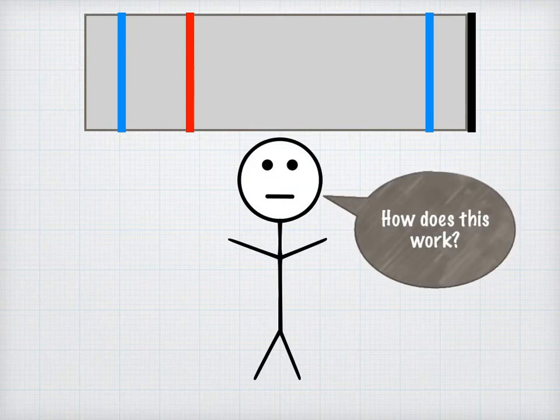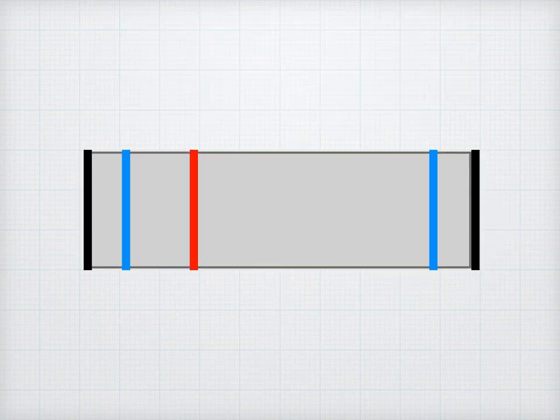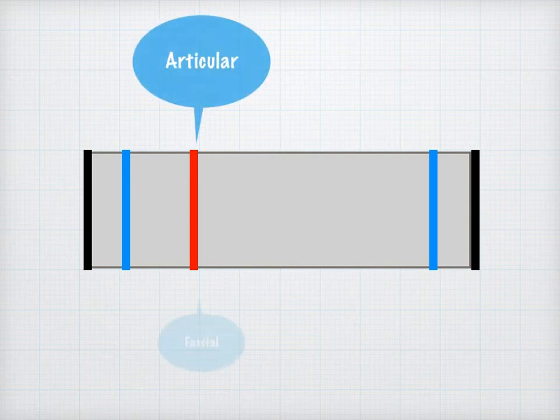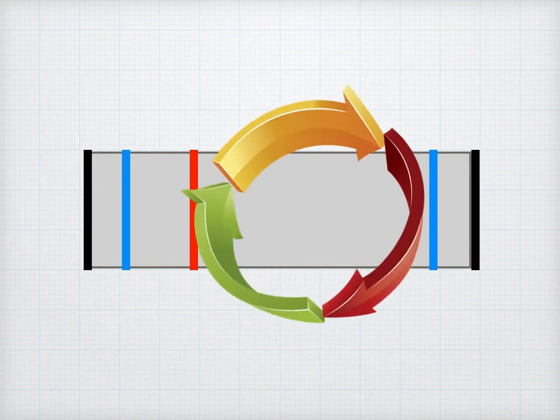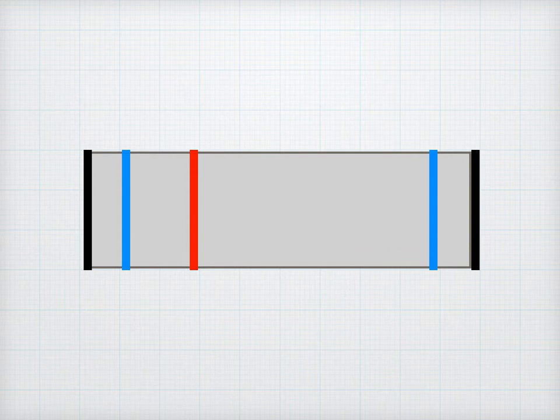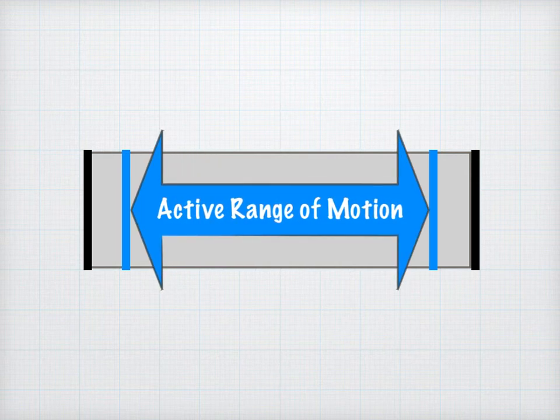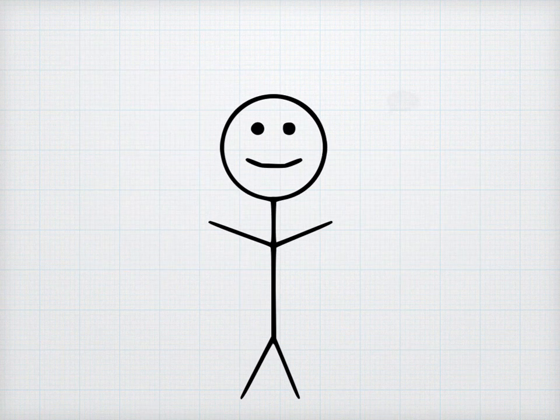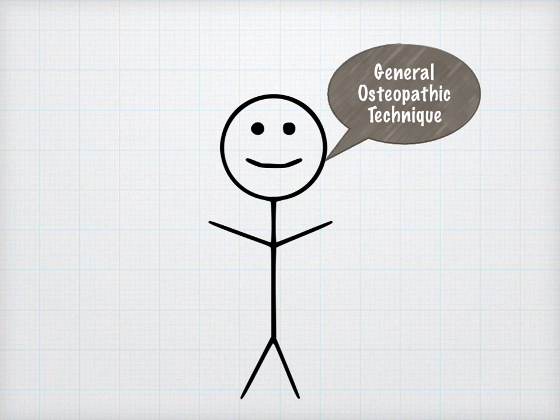So, how does it work? General osteopathic technique addresses a restrictive barrier, whether articular or fascial, by engaging it with fluid circles and rhythmic oscillation within the physiologic range of motion. This action moves the tissues approximately 4 millimeters and progressively resolves the restrictive barrier, restoring motion within the physiologic barrier range.